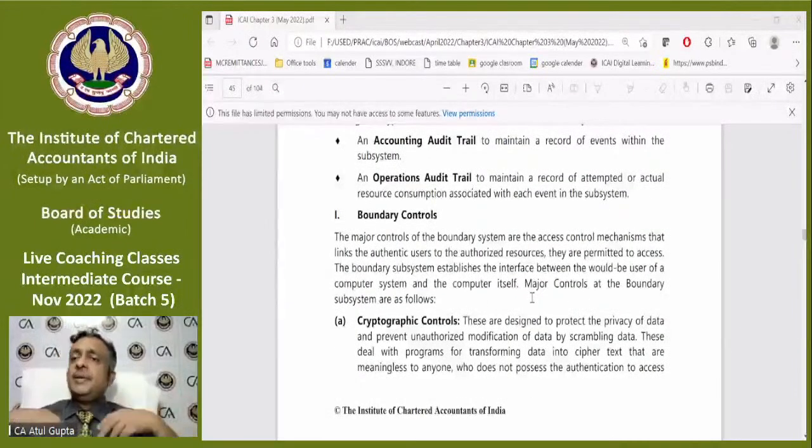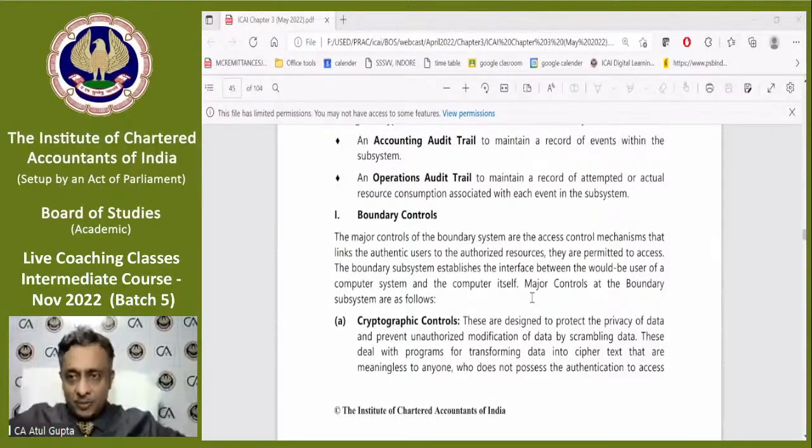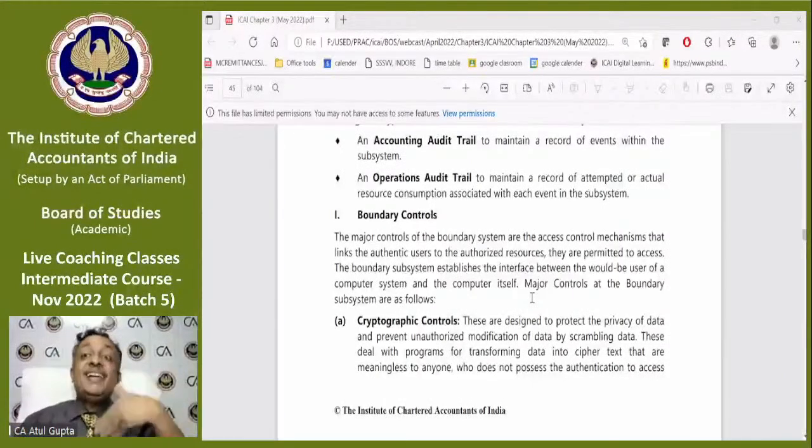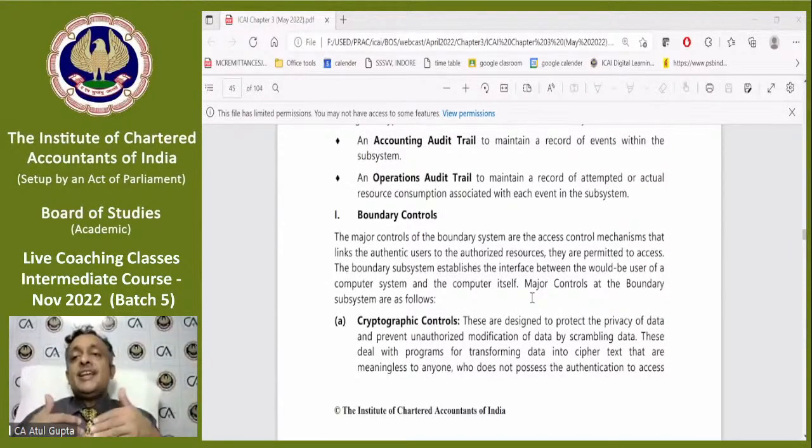Boundary controls. First I'll be defining what I mean by boundary controls. Boundary controls are like boundaries. Suppose this table is my system. Boundary control means that which allows entry to this table, like the Tally login password. That is boundary control. Boundary means that which will allow entry into the system.